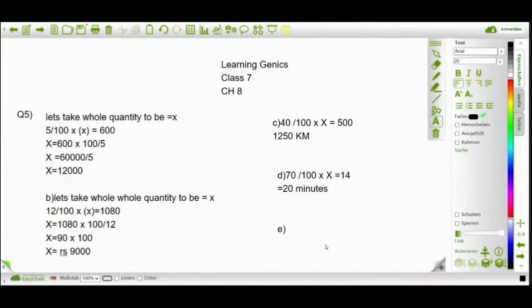So it will be 8 upon 100 into x equals to 40. 40 will come this side. 8 upon 100 will be the denominator to the numerator, numerator to the denominator. 40 into 100 upon 8. 40 into 12.5. That's going to be 500 liters. I literally wrote nothing, just the answer is here, and I calculated that mentally.